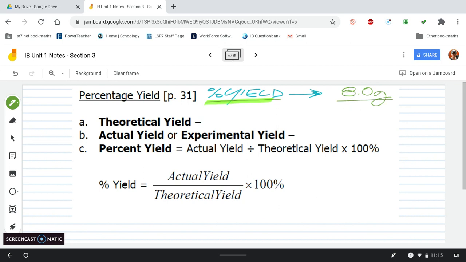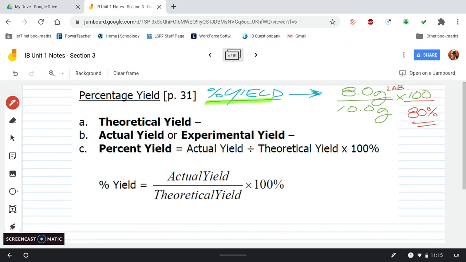So it's a very simple percentage. If I got 8 and I was supposed to get 10, I can just take 8 divided by 10, which is simply what I got in the lab on top versus what I was supposed to get on bottom, times 100, and that would be an 80% yield. And that's okay, not bad.